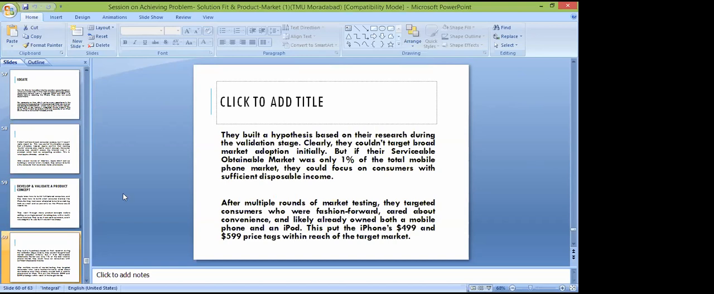They built a hypothesis based on their research during the validation stage itself. Clearly, they could not target broad market adoption initially. I do accept that, but if their serviceable obtainable market was only 1% of the total mobile phone market, they could focus on consumers with sufficient disposable income. After multiple rounds of market testing, they targeted consumers who were fashion forward, cared about convenience, and likely already owned both a mobile phone and an iPod. This put the iPhone at $499 and $599 price tags within reach of the target market.